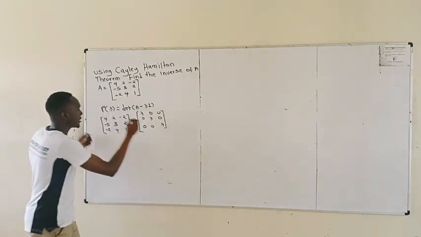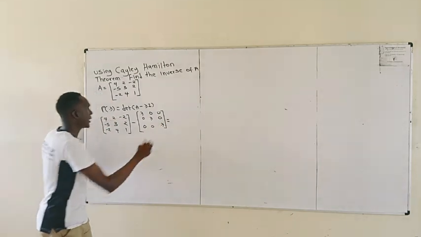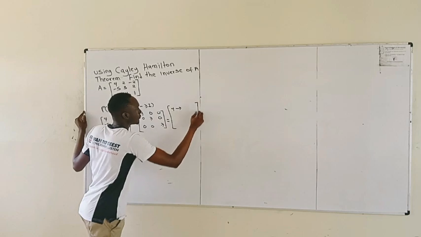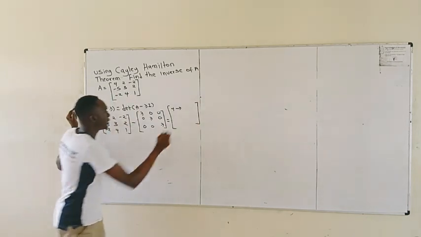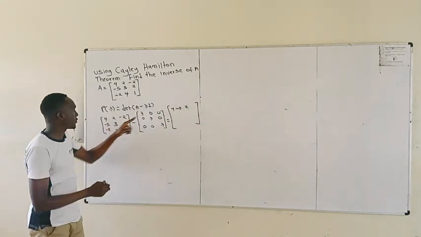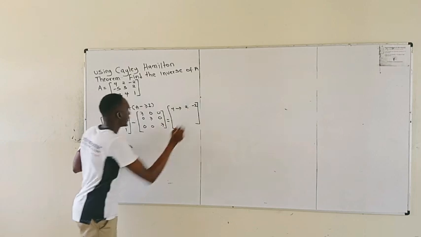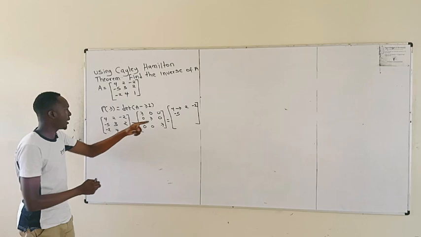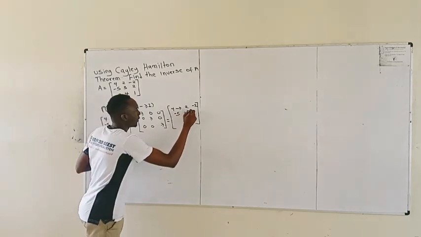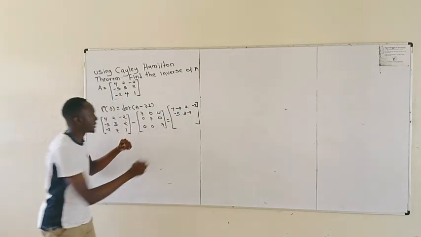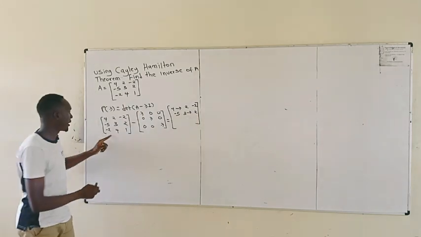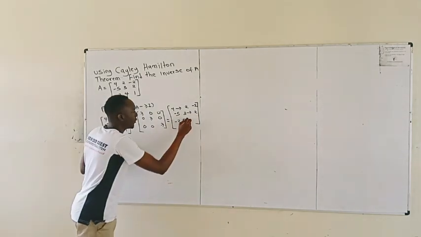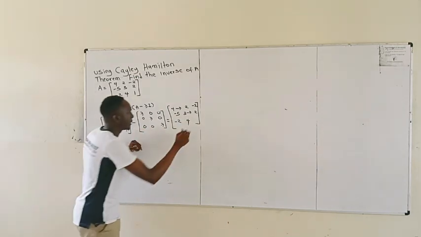When you subtract this, it will be equal to 4 minus lambda. 2 minus 0 is 2. Then minus 2 minus 0 is minus 2. Minus 5 minus 0 is minus 5. 3 minus lambda. Minus 2 minus 0, which is 2. Minus 2 minus 0 is minus 2. 4 minus 0 is 4. And we have 1 minus lambda.